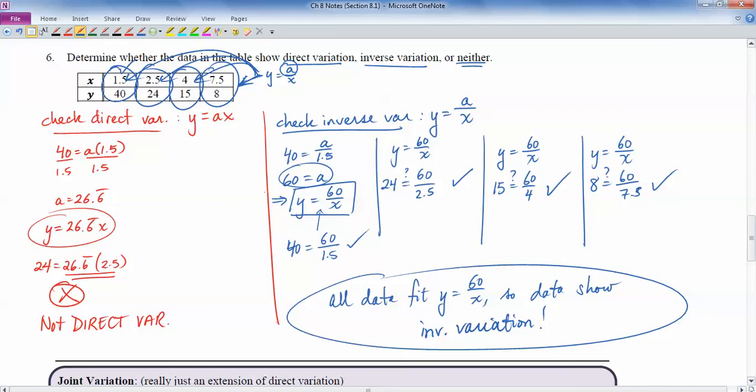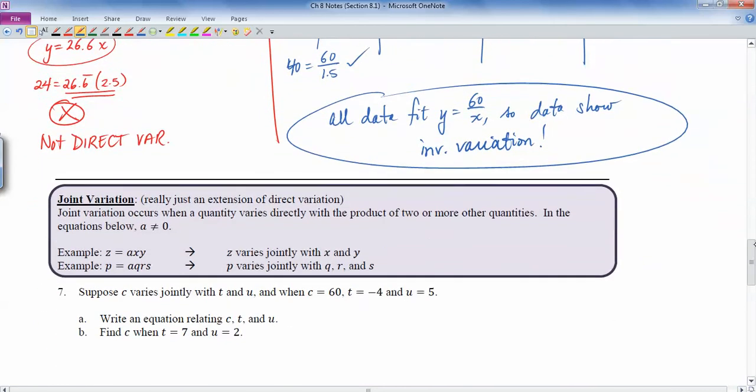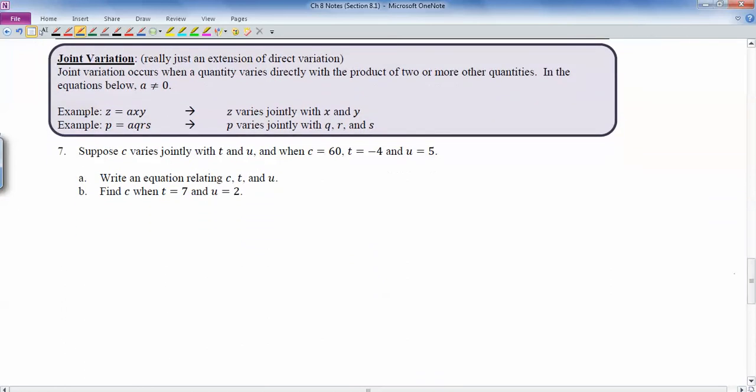Okay, so let's check joint variation. Joint variation is really just direct variation, but done repeatedly. If I say z varies jointly with x and y, then z varies directly with x times y. If I say p varies jointly with q, r, s, then you just have a times qrs.